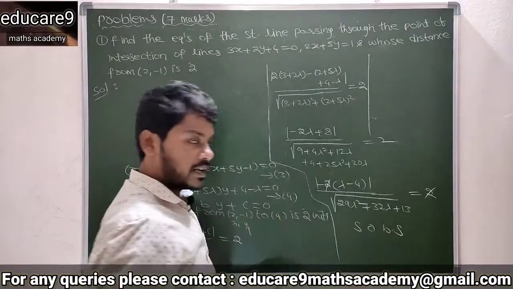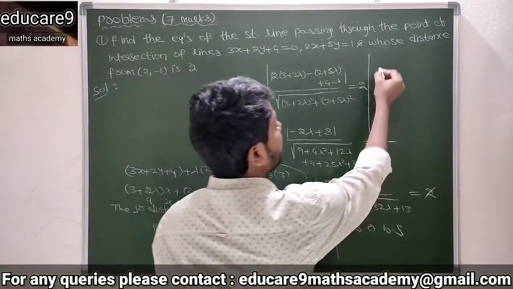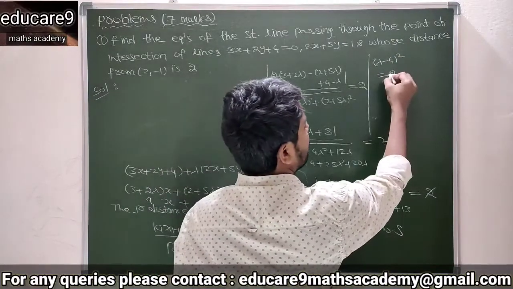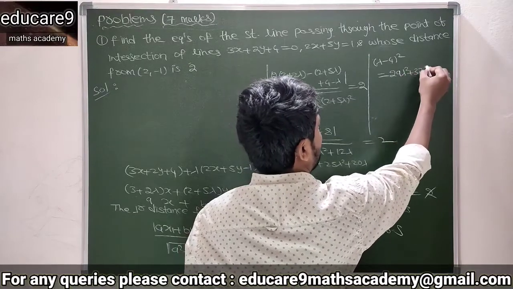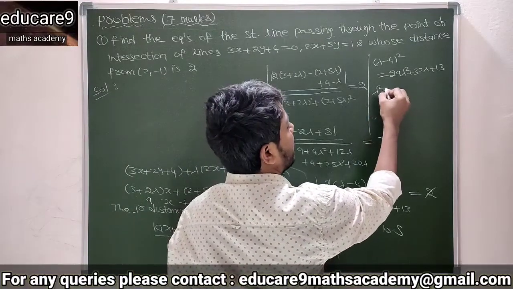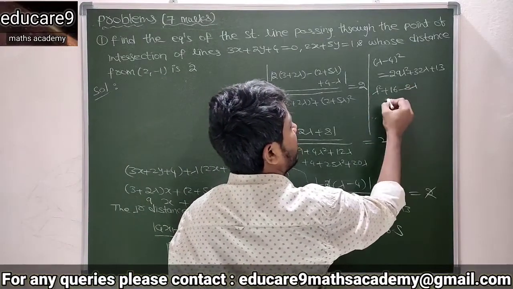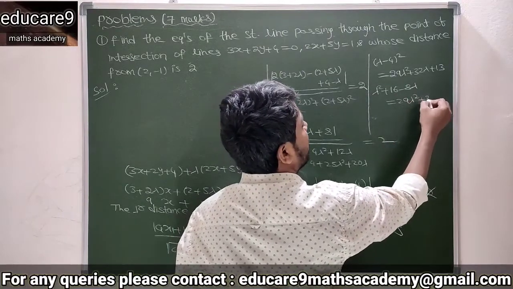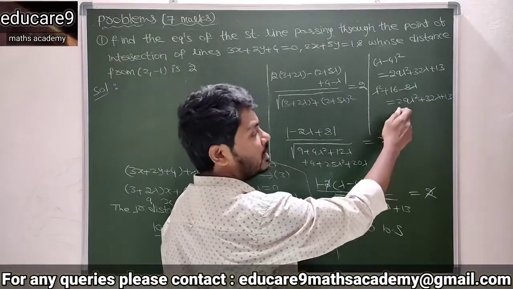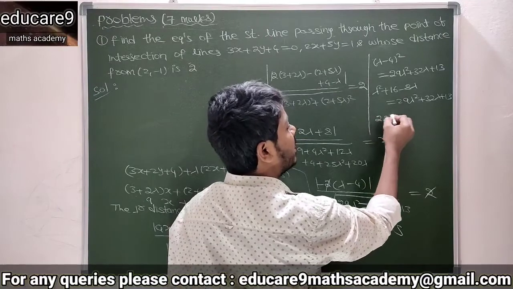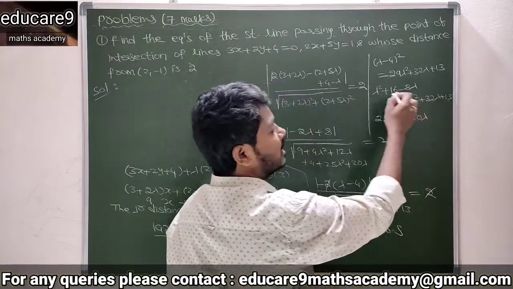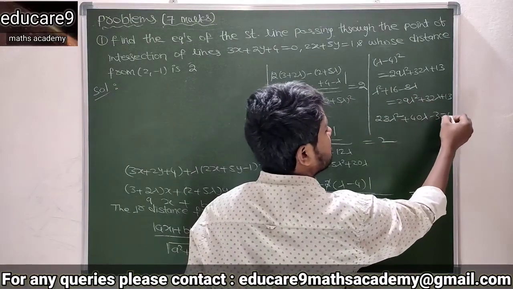So here you get (λ - 4) whole square equal to 29λ² + 32λ + 13. So this is λ² + 16 - 8λ = 29λ² + 32λ + 13. So 29λ² minus λ² is 28λ², 32 plus 8 is 40λ, 13 minus 16 is minus 3, equals 0.